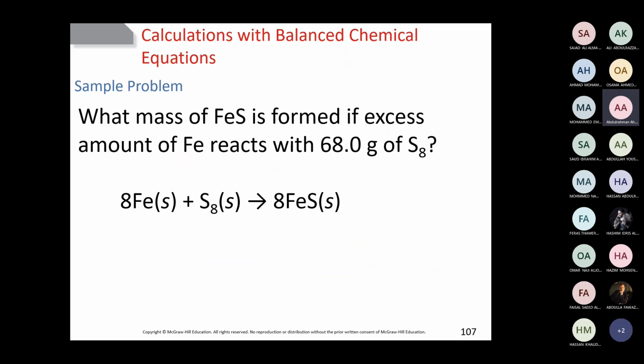Good. Let's hope so. Quickly answer this question. Do you have the information that you have? This is 68 gram S8. What should you do to calculate the amount of FeS? Convert it to moles. Give me the answer.